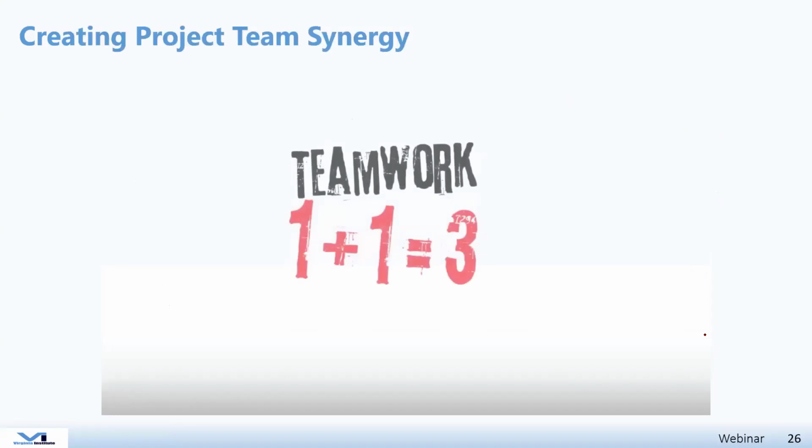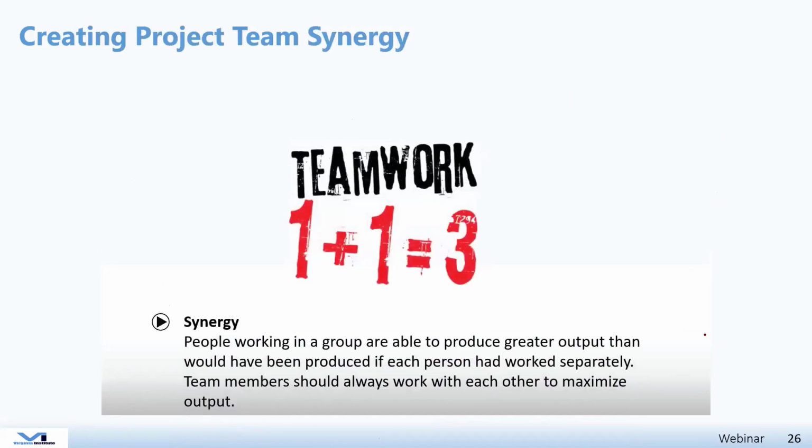As a matter of fact, synergy means that the sum of the group is greater than the sum of the individual parts, which means that as a project team, when we are working together, the output will be much greater than our individual output if we were working alone.